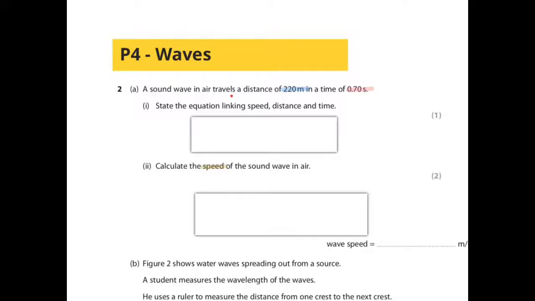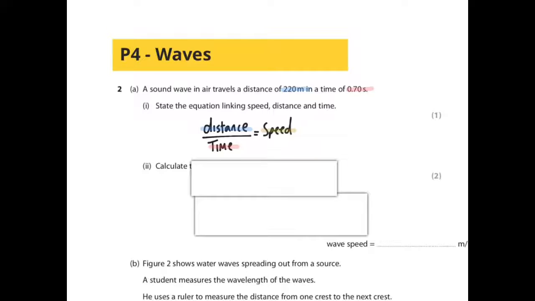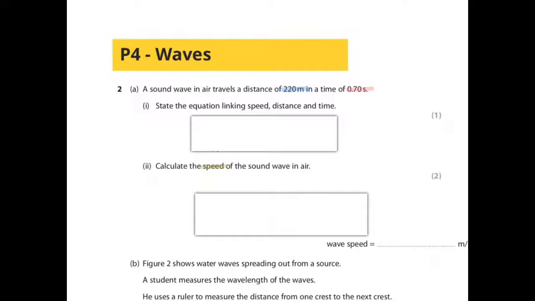A sound wave in air travels a distance of 220 meters in a time of 0.7 seconds. State the equation linking speed, distance, and time. So you just have to say what it is, and it's distance divided by time is speed. You learn this in year 7, probably year 9. You learn it many, many times. Calculate the speed of sound wave in air.